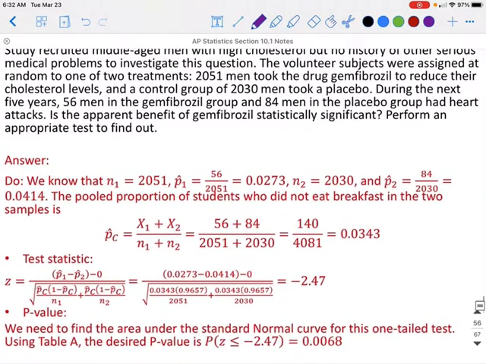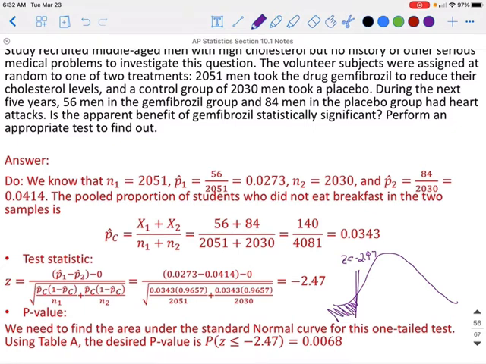Now, once we have that z-value, we can look it up on our table, and we know the table is going to tell us the area to the left. So if I have a z of negative 2.47, the area to the left is what is given to us on the table.